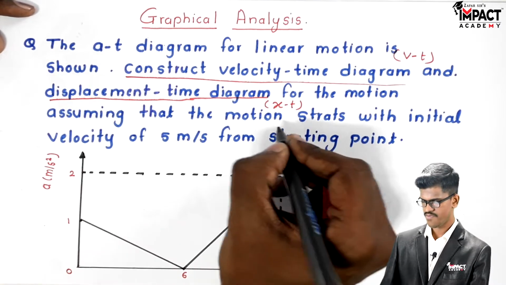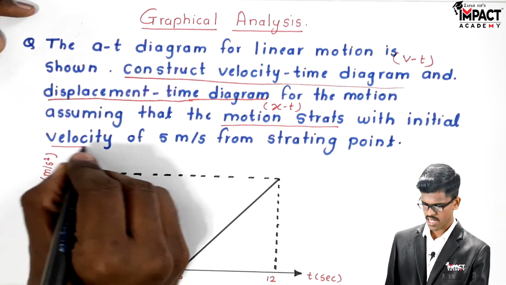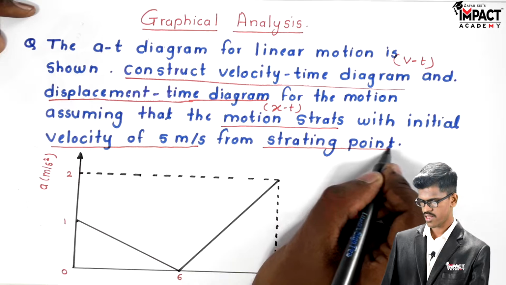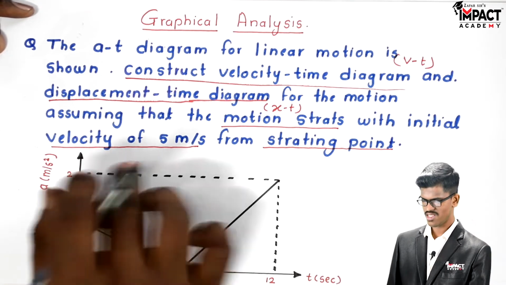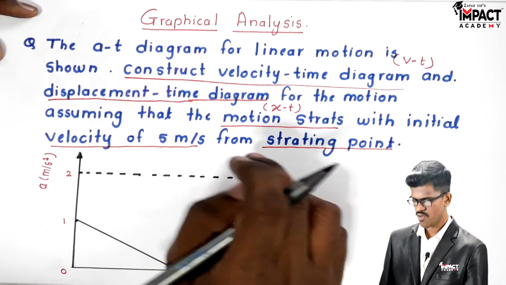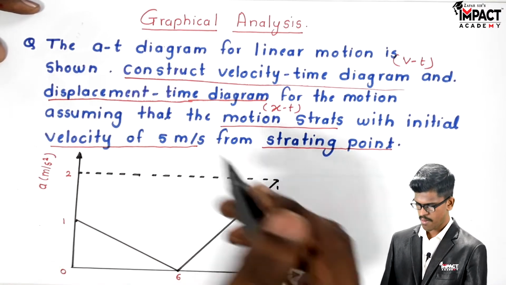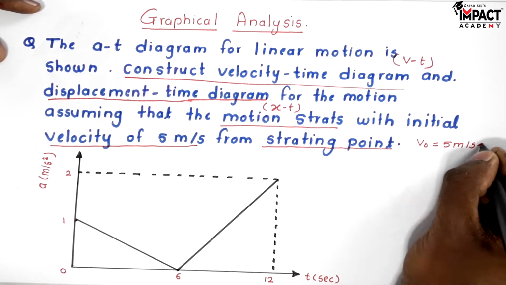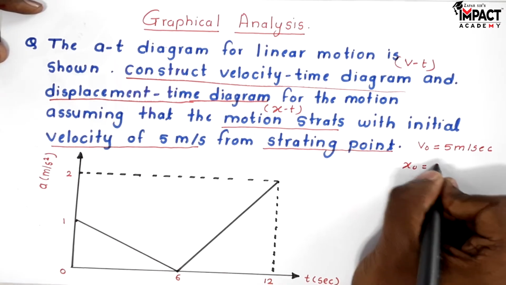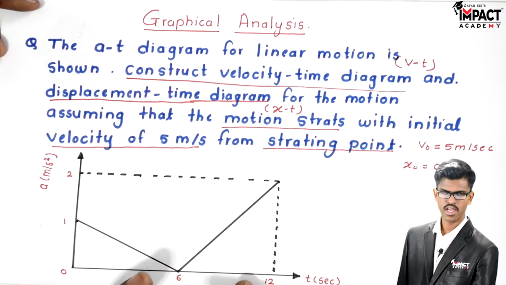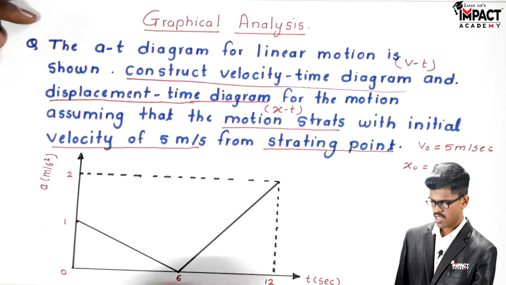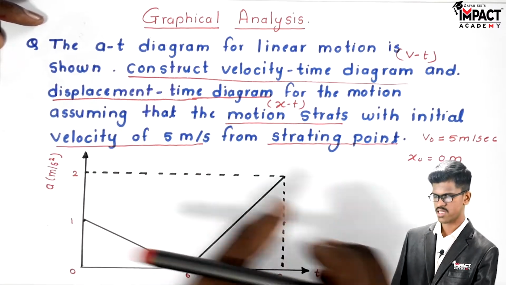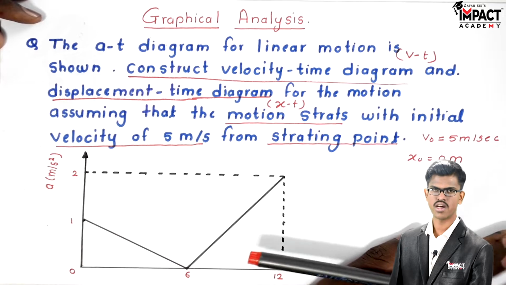Assuming that the motion starts with the initial velocity. In the question they mention the motion starts with the initial velocity of 5 meter per second and from the starting point, that means from the origin. So the initial velocity of the particle is v naught equal to 5 meter per second, and x naught is equal to 0, and this is our AT curve. On the y-axis acceleration, on the x-axis time. So we have to construct the velocity time diagram and displacement time diagram. So let's start with the solution.